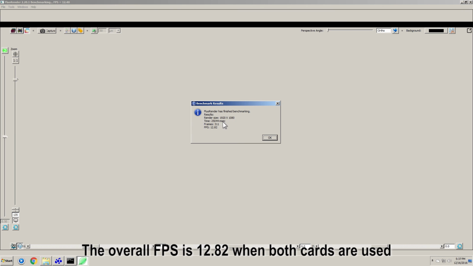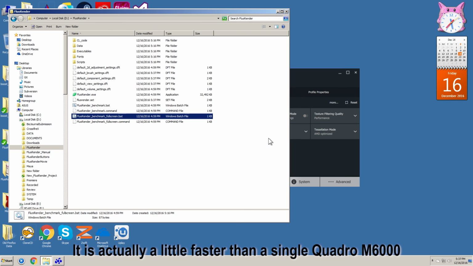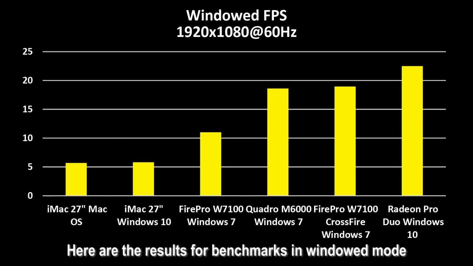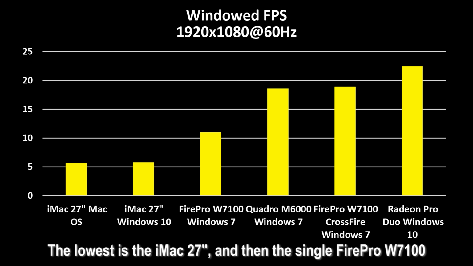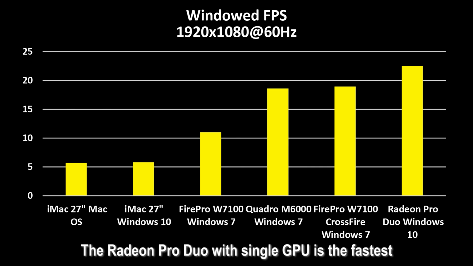The overall FPS is 12.82 when both cards are used. It is actually a little faster than a single Quadro M6000. Here are the results for the benchmarks in window mode. The lowest is the iMac 27-inch, and then a single FirePro W7100, the Quadro M6000, and then two FirePro W7100s. The Radeon Pro Duo with single GPU is the fastest.